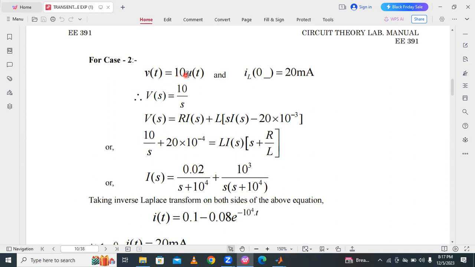So V of t is equal to 10 into U of t. This is our DC voltage, same, and the initial condition is IL of 0 minus equal to 20 milliamps. Then V of S is equal to 10 by S.